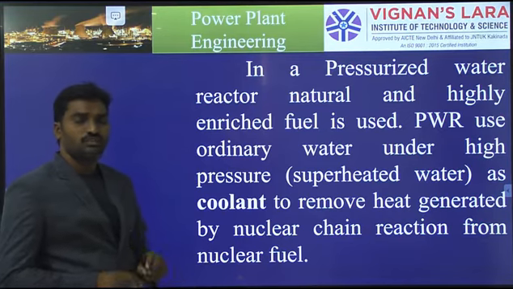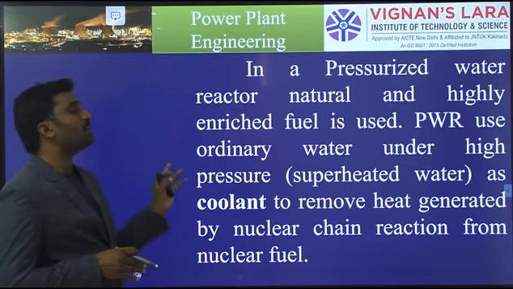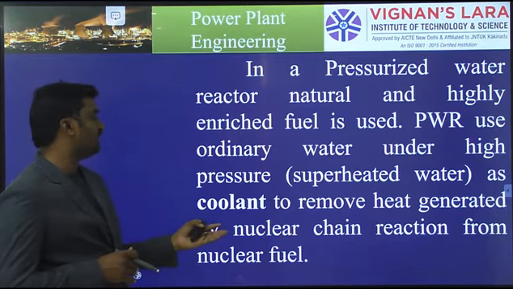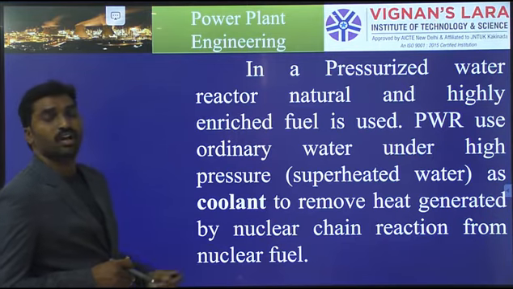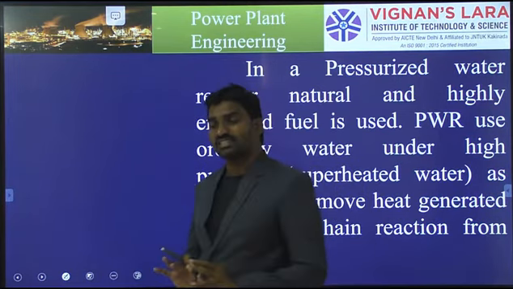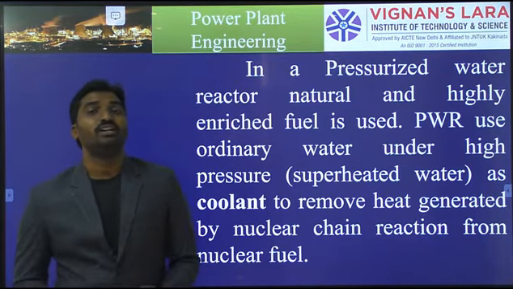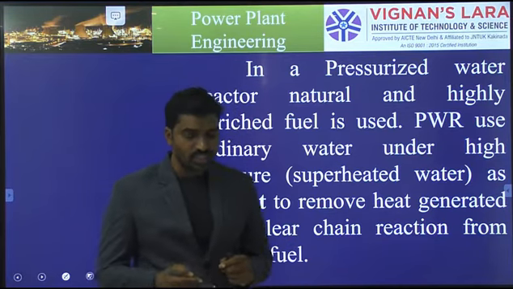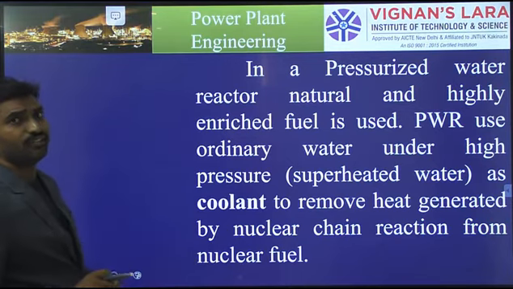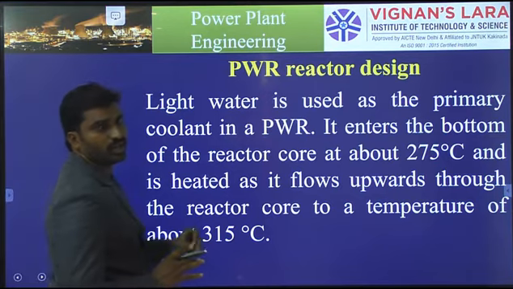So already we discussed, we are using ordinary water as the coolant, but at a high pressure condition. So high pressure condition is a superheated water as coolant to remove the heat generated by the nuclear chain reaction from the nuclear fuel. Is it clear? The simplest thing is that we use natural water as a coolant, but we are using pressurized water. So we need to generate some pressure to stabilize the water in a liquid state. So what is the design of a PWR reactor?